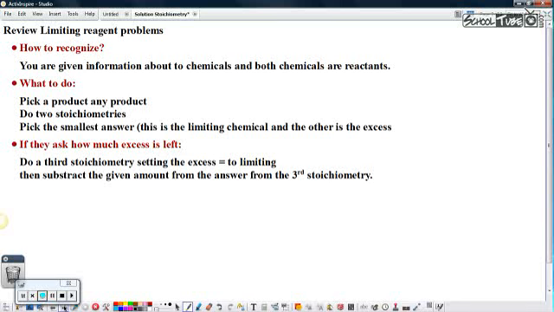If they're both reactive, that means I have to go through this process. Pick a product, any product. Do 2 stoichiometries. Pick the smallest answer. This is the limiting chemical, and the other is the excess. If they ask you how much excess is left, do a 3rd stoichiometry, setting the excess chemical equal to the limiting chemical. Then subtract the given amount from the answer in the third stoichiometry.